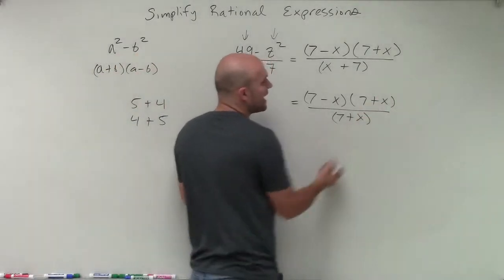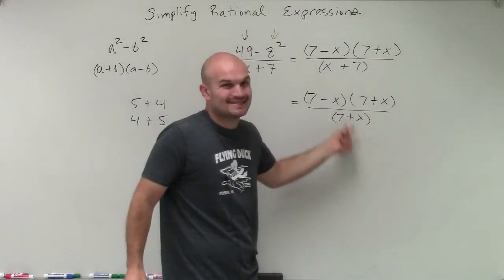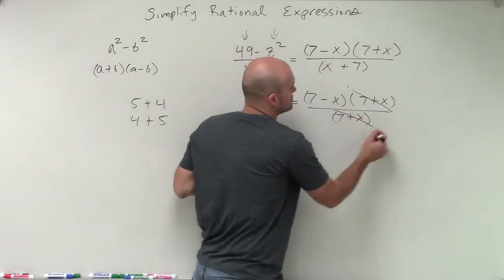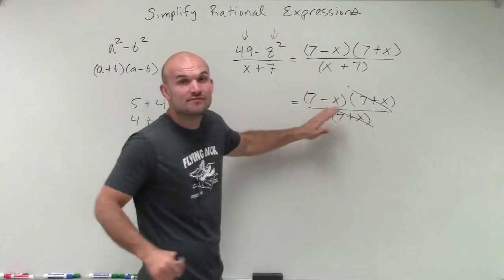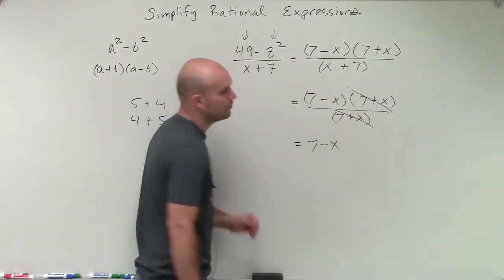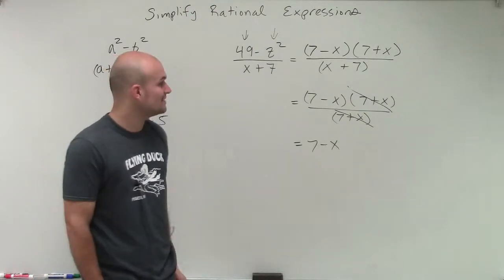Therefore, you can see that now this binomial is exactly the same as this binomial. So when I divide them, they divide out to 1. And 1 times 7 minus x is just going to leave me with 7 minus x, which is going to be my final simplified solution.